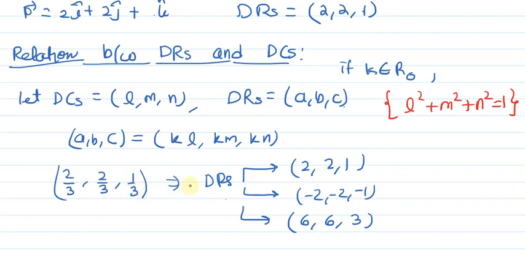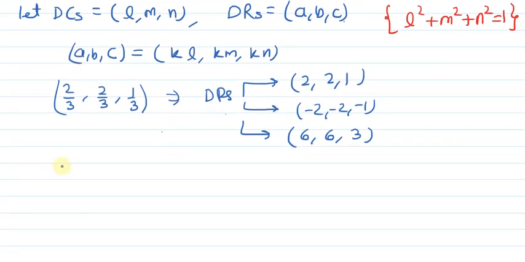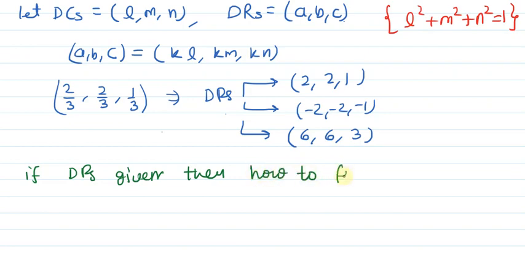So here there is a very important point that the student may miss, that if the DRs are given, then how to find out DCs? So that's a very important point.